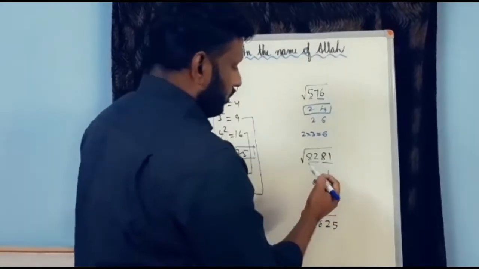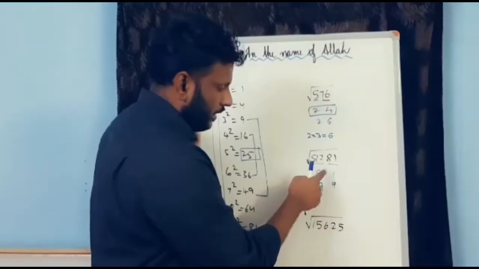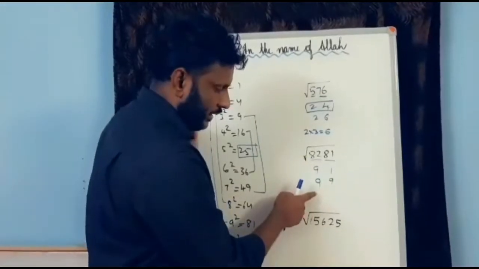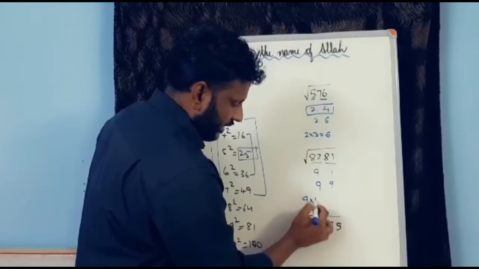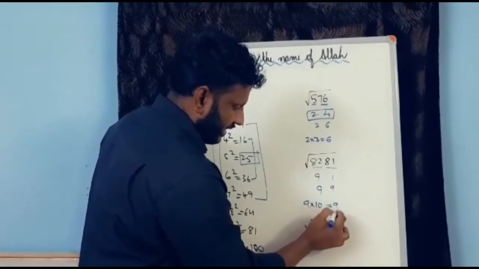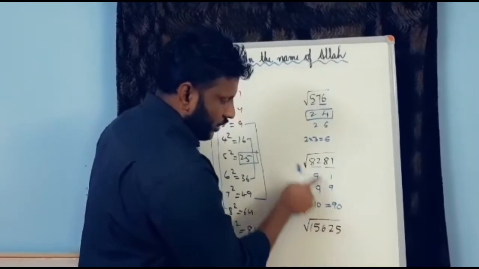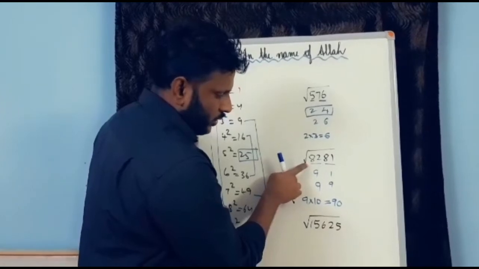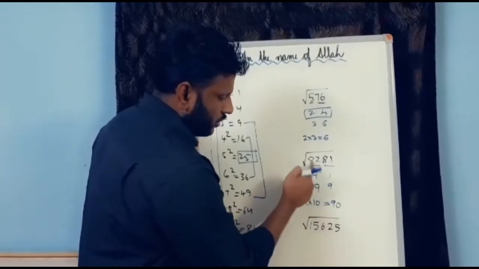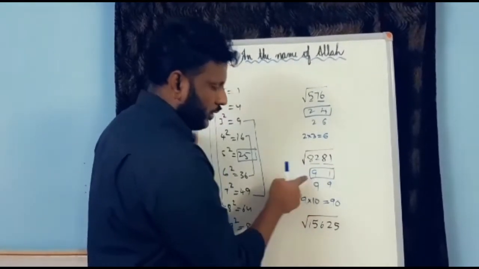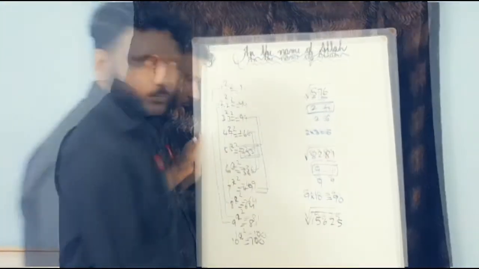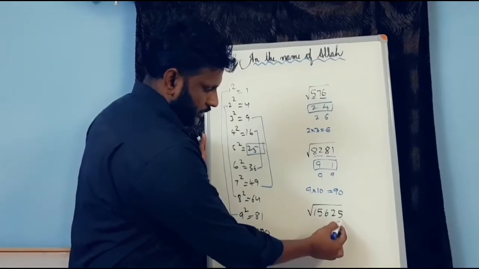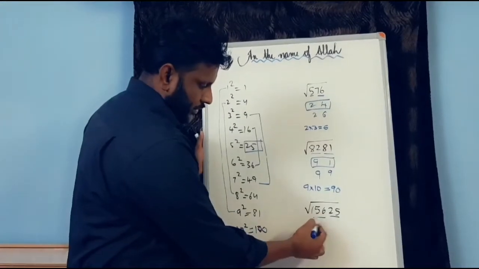Now we have to decide whether the answer is 91 or 99. So the same method: after 9, the next number is 10. 9 tens are 90. Look at this, 90 is greater than 82. So 82 is smaller than 90, so we have to choose the smaller number, 91. The square root of 8281 is 91.